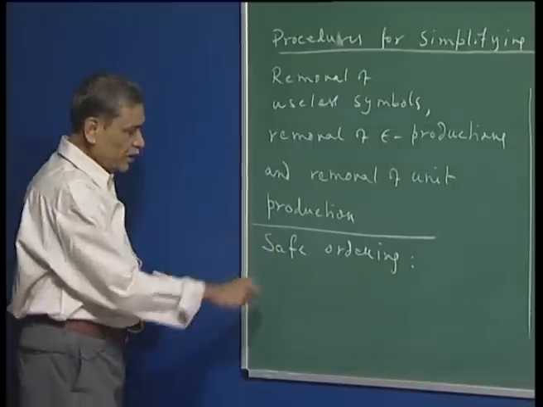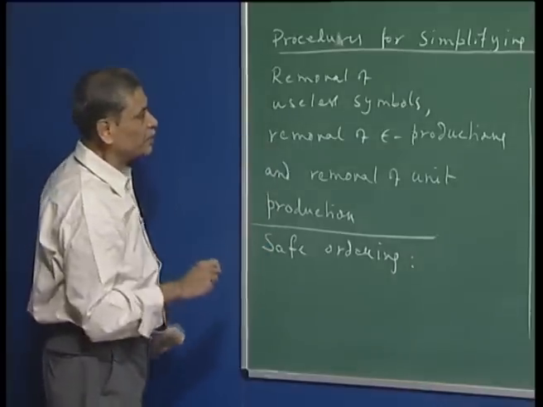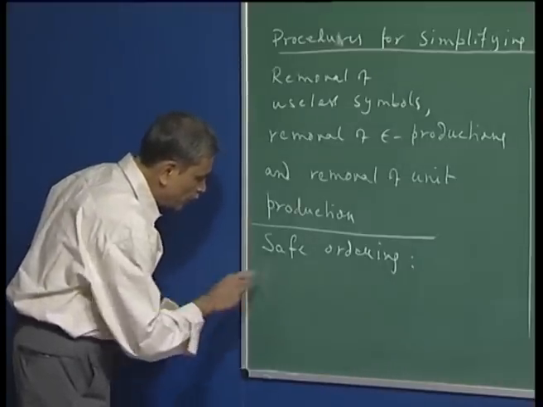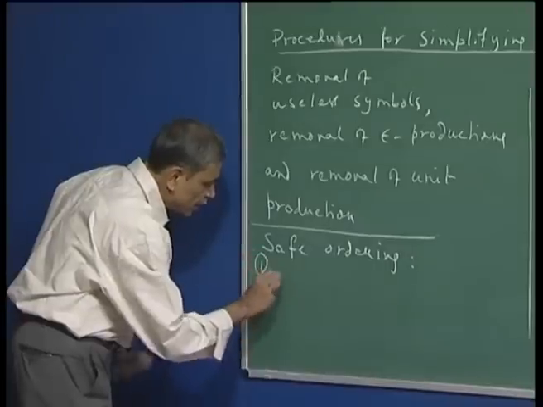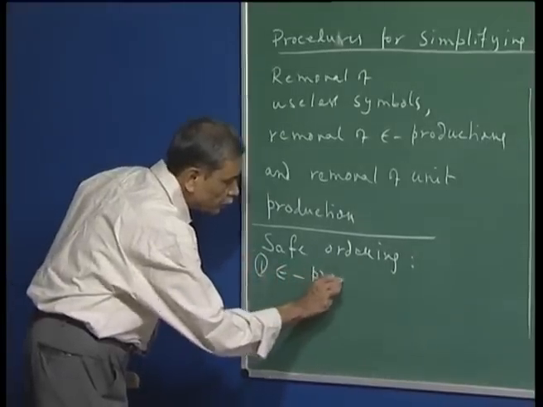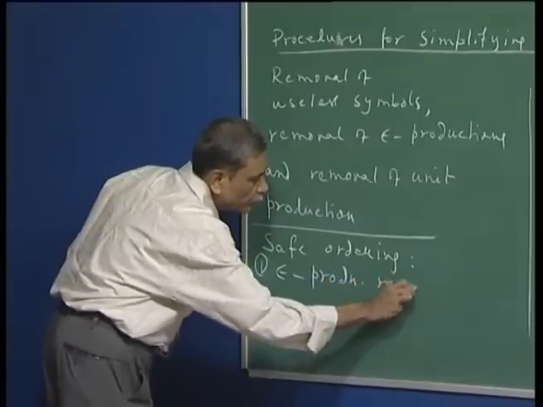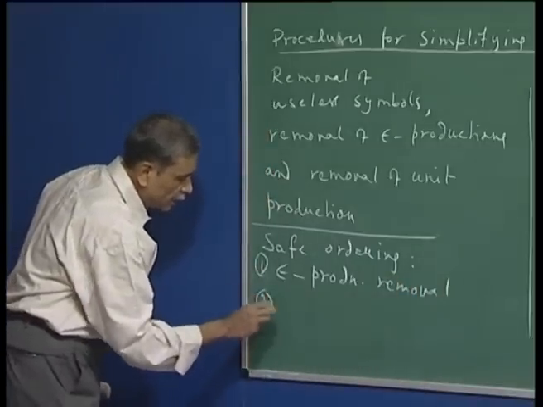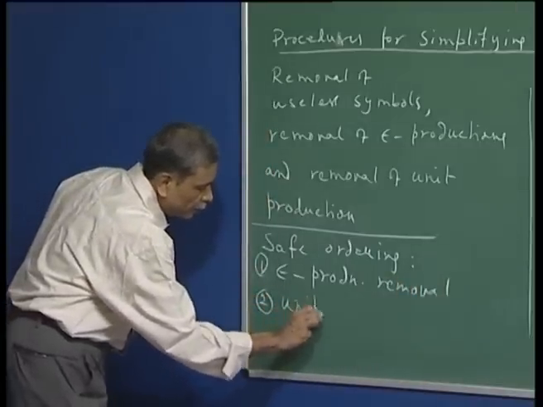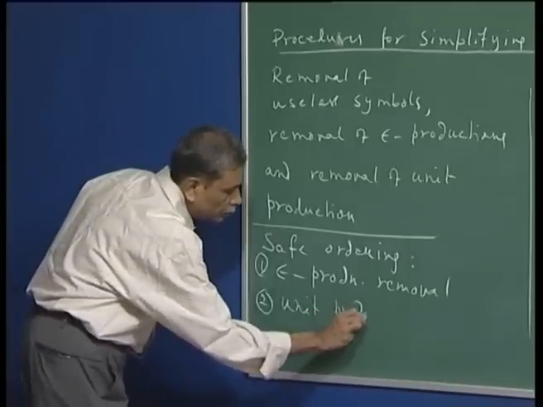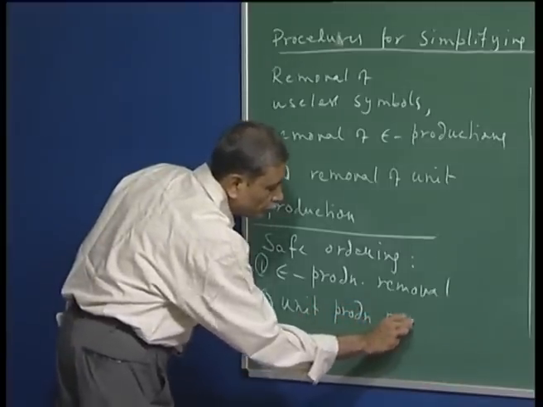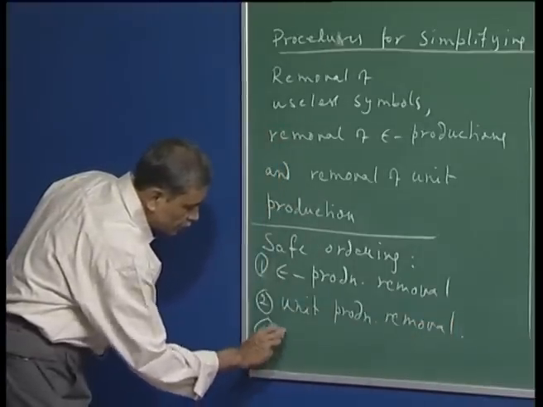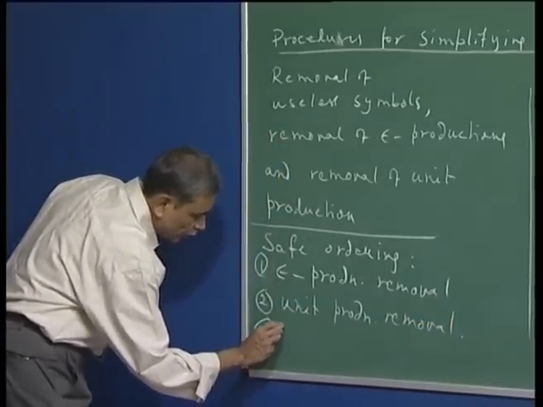So, here too the safe ordering because of that principle is going to be first epsilon production removal, then unit production removal, and then finally useless symbols removal.